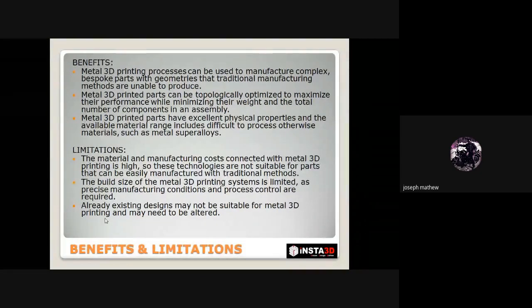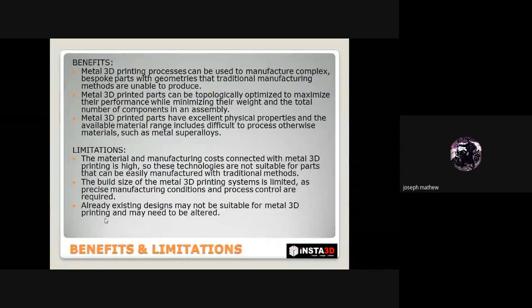And it has excellent physical properties when compared to binder jetting, the metal binder jet technology. And there is a huge range of materials available, and even metal super alloys can be 3D printed using the DMLS technique. There are certain limitations for the technology.